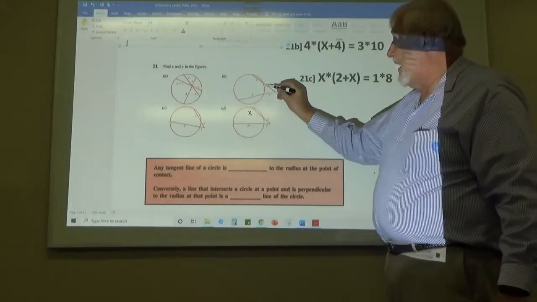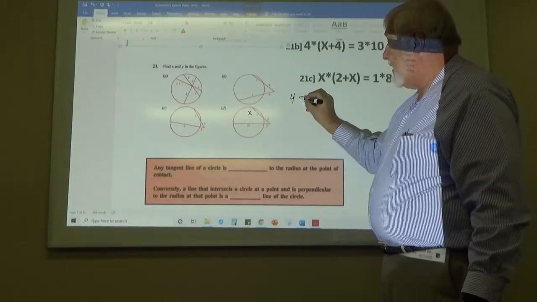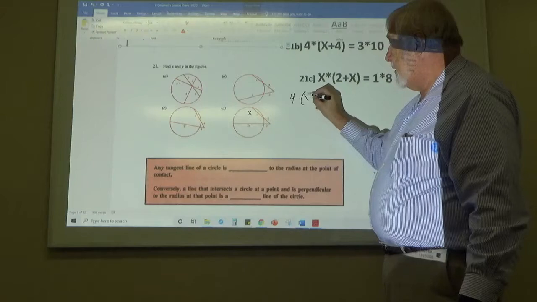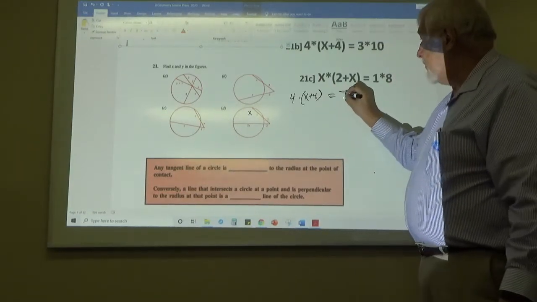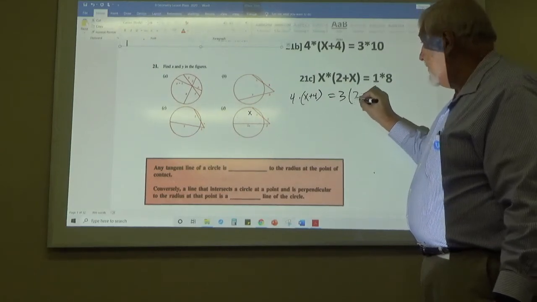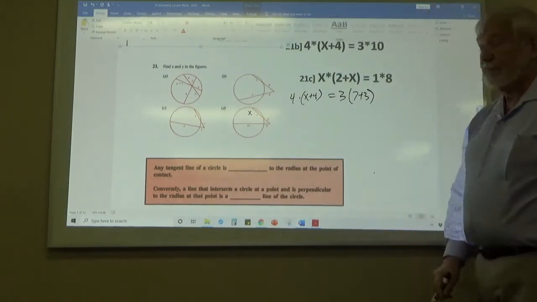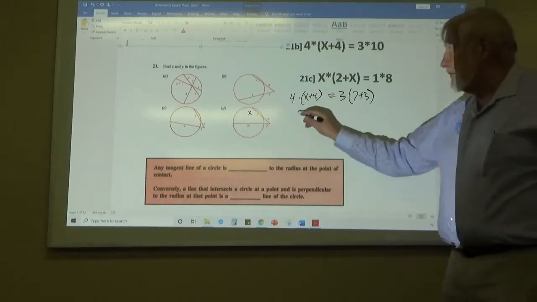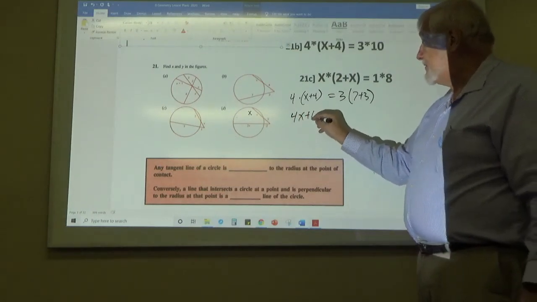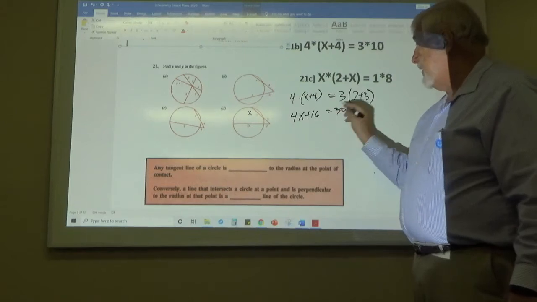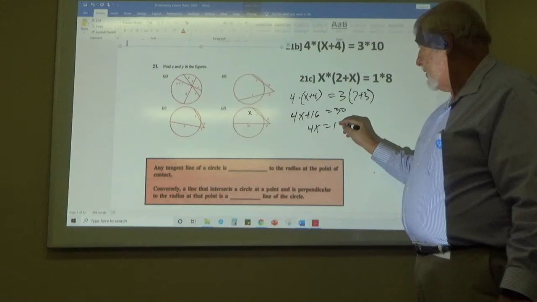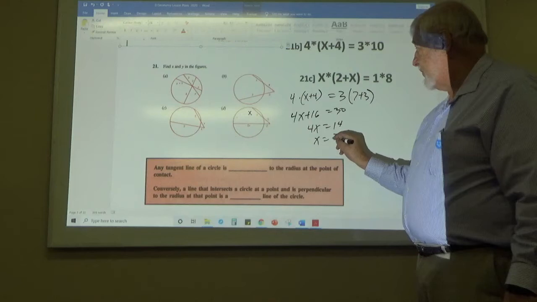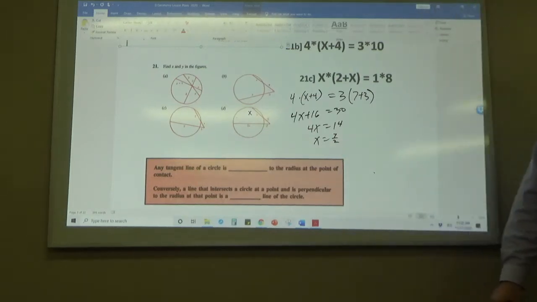All right, so here's an outside. It's 4 times x plus 4, the whole thing, equals 3 times 7 plus 3. So this is 4x plus 16 equals 30. Subtract 16. 4x equals 14. So x equals 7 over 2, 3.5.